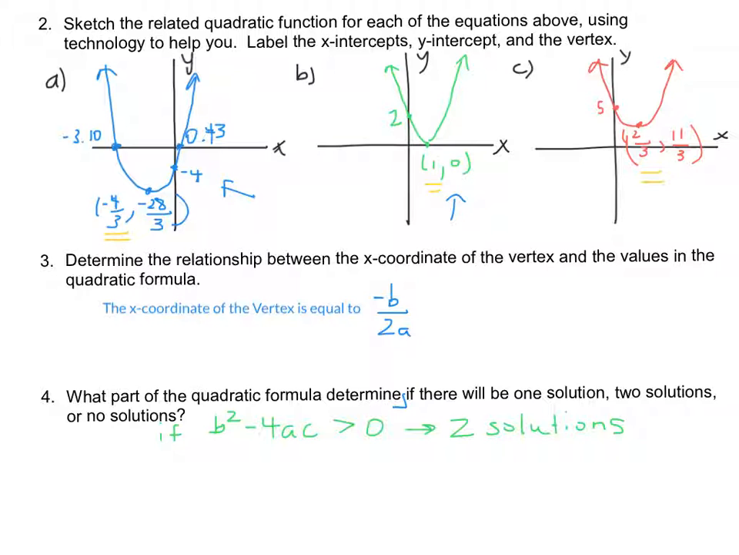It's up to you. If that part under the square root sign, b squared minus 4ac, is equal to 0, there's exactly one solution, or one x-intercept if we're looking at the parabola. And if that b squared minus 4ac ends up being negative, or less than 0, this is the case where there's no solution.